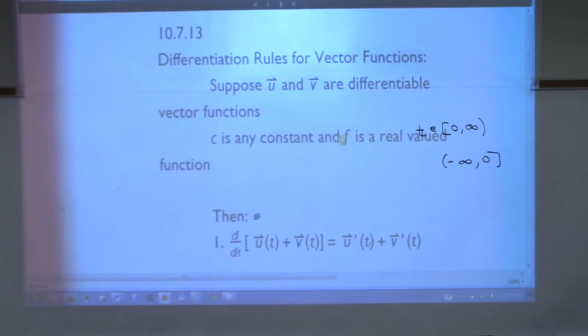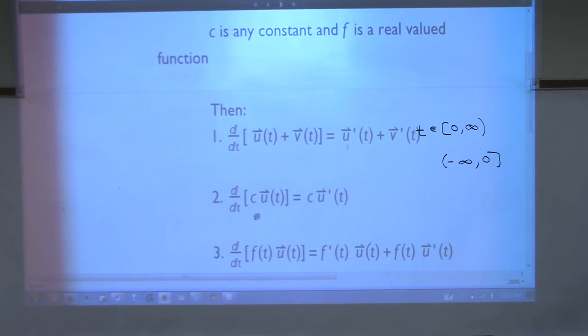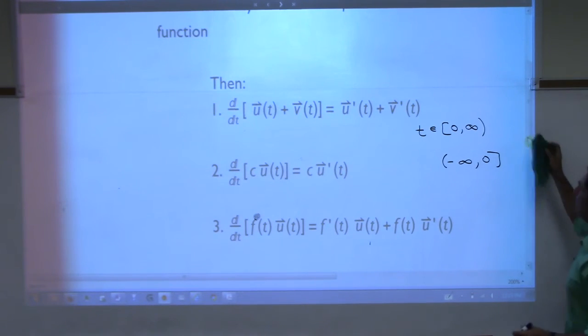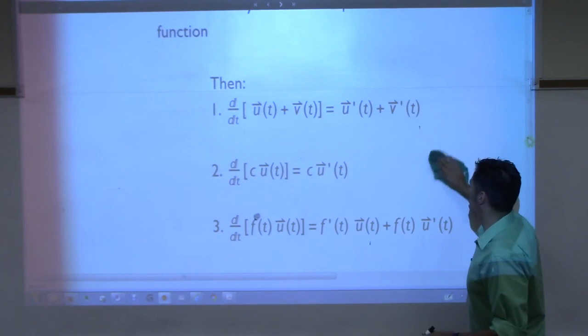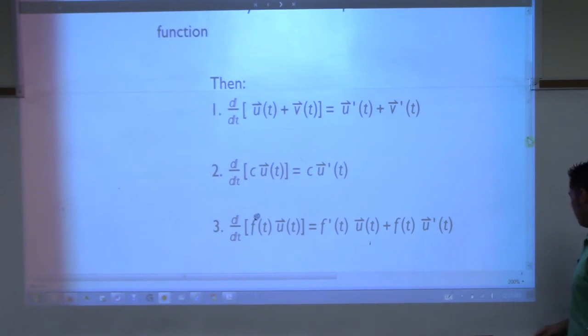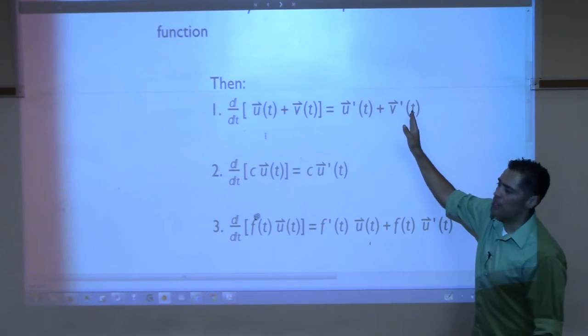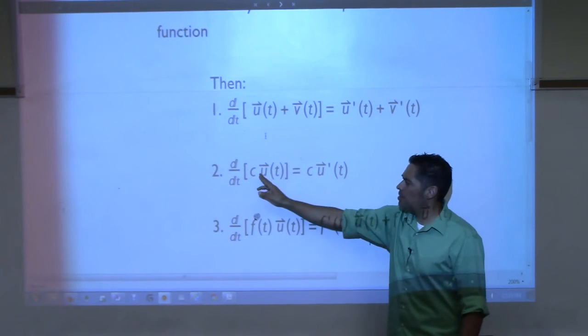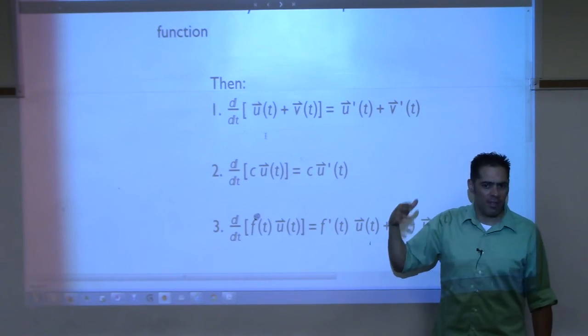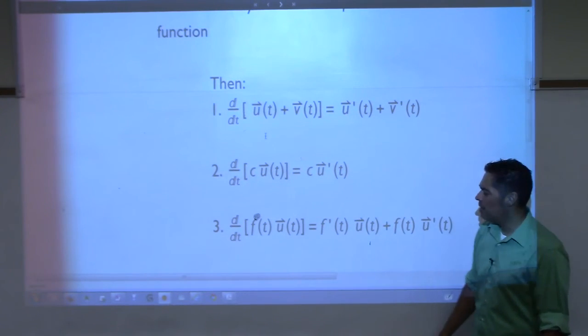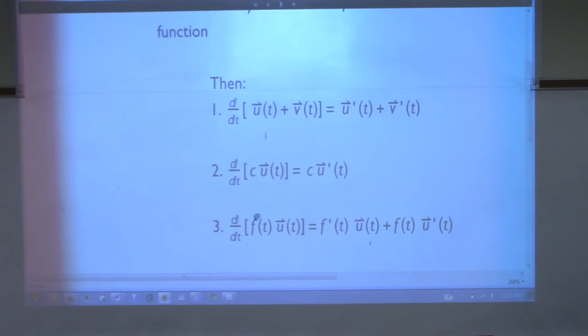All right, some of the things that we can take from Cal 1, luckily we can rest assured that all the rules that we had in Cal 1 follow through here with vector functions. If you want to take the derivative of two vector functions that are being added, you can take the derivative of each one. Constants can come out. Remember, with derivatives, constants can just come out. We also have a product rule.